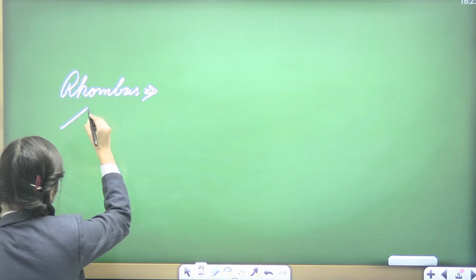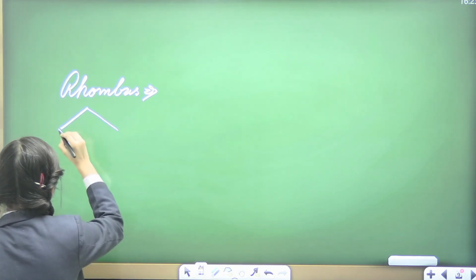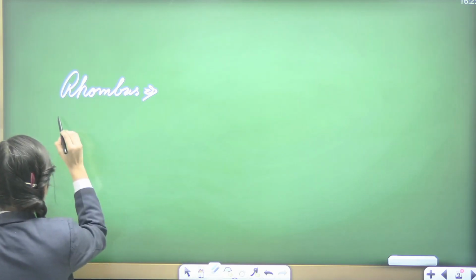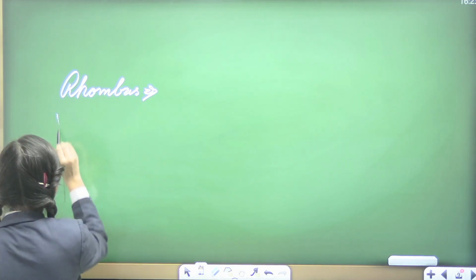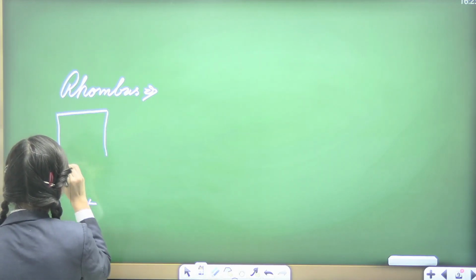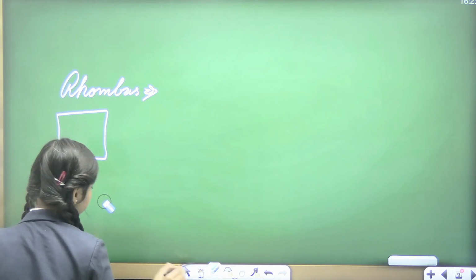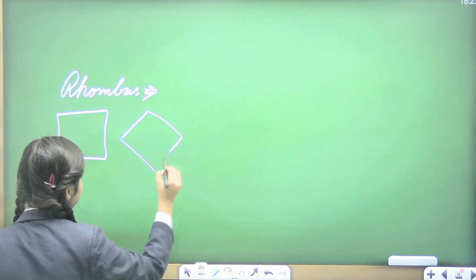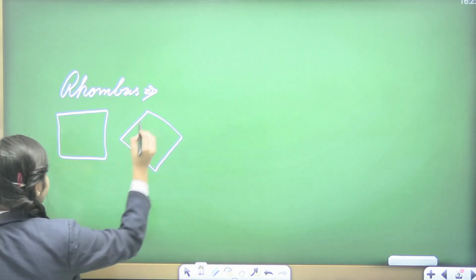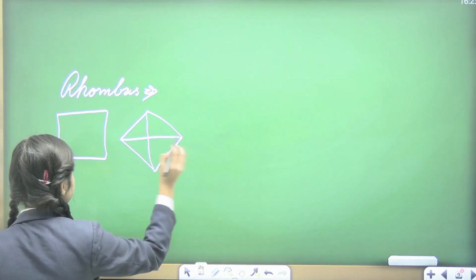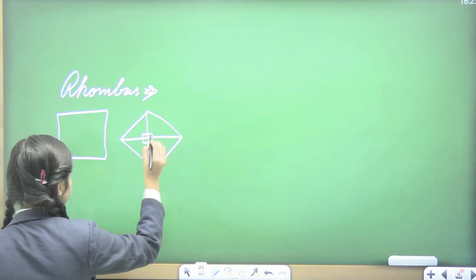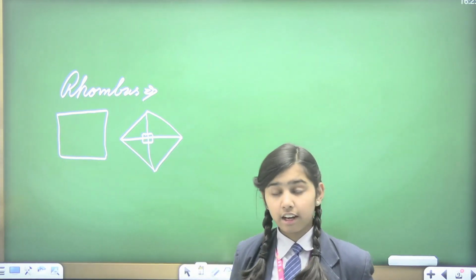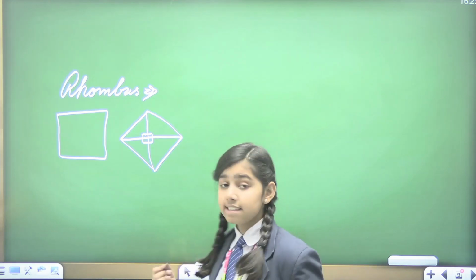A rhombus looks like this. It can look like this, but also there's another shape of it, a diamond. Now in a rhombus, all sides are equal and opposite sides are parallel.